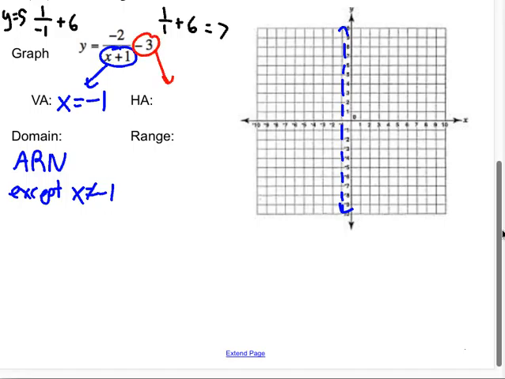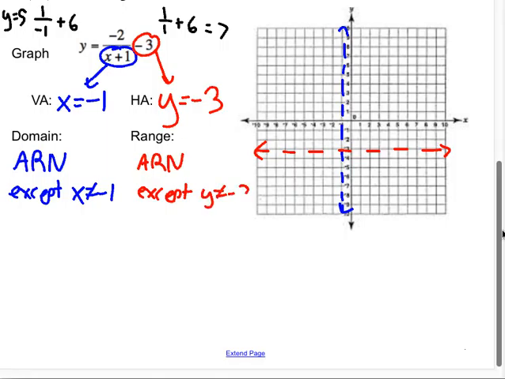That minus 3, that is impacting my horizontal asymptote. It's moving it 3 down. What does that mean for my range? Well, it means my range is all real numbers, except I can't allow y to be negative 3.